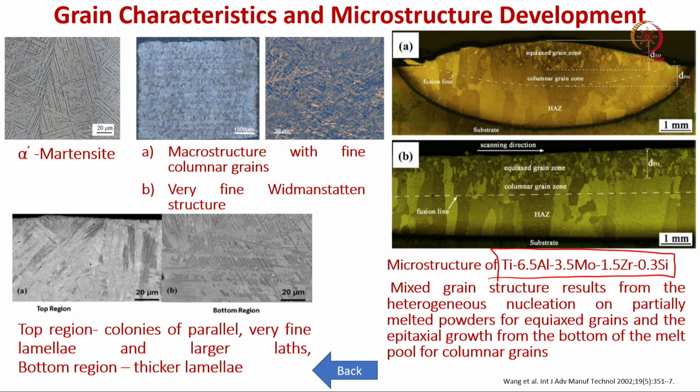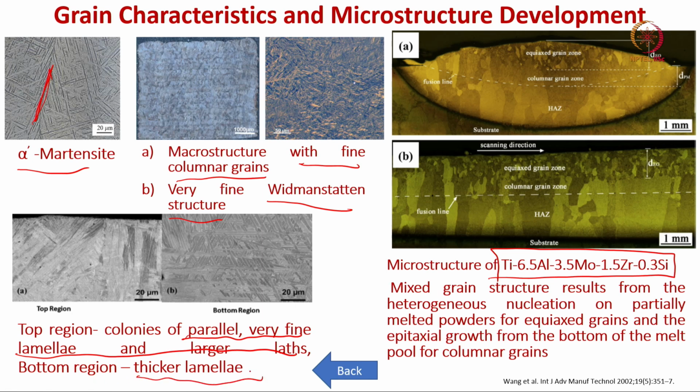So, you have this alpha prime martensite here, and you can see how the martensite develops. This is the fine columnar grains and Widmanstatten structure. So, the top region is the colonies of parallel very fine lamellae and larger laths, and the bottom region is the thicker lamellae structure. You can see this is the weld pool, this is the heat affected zone.